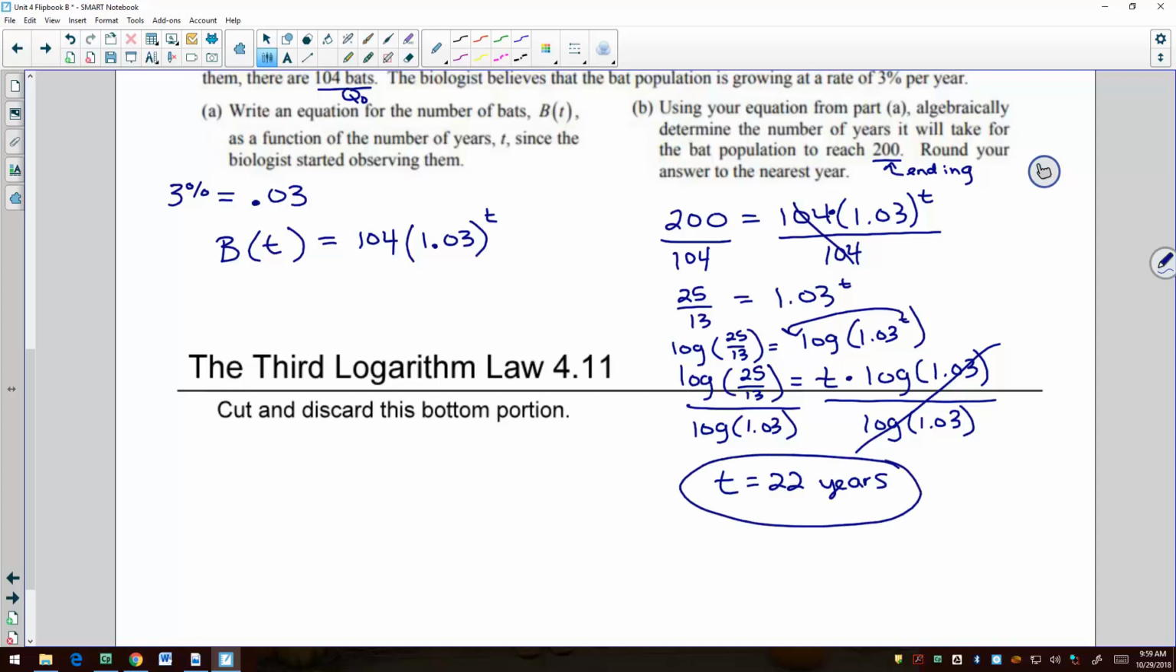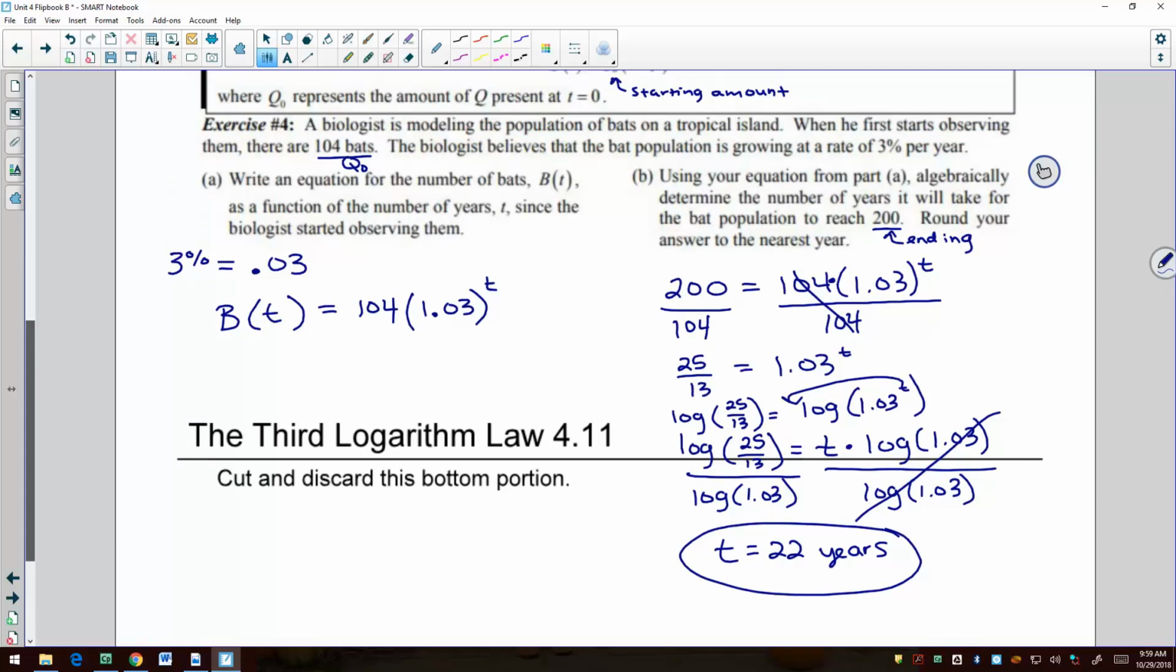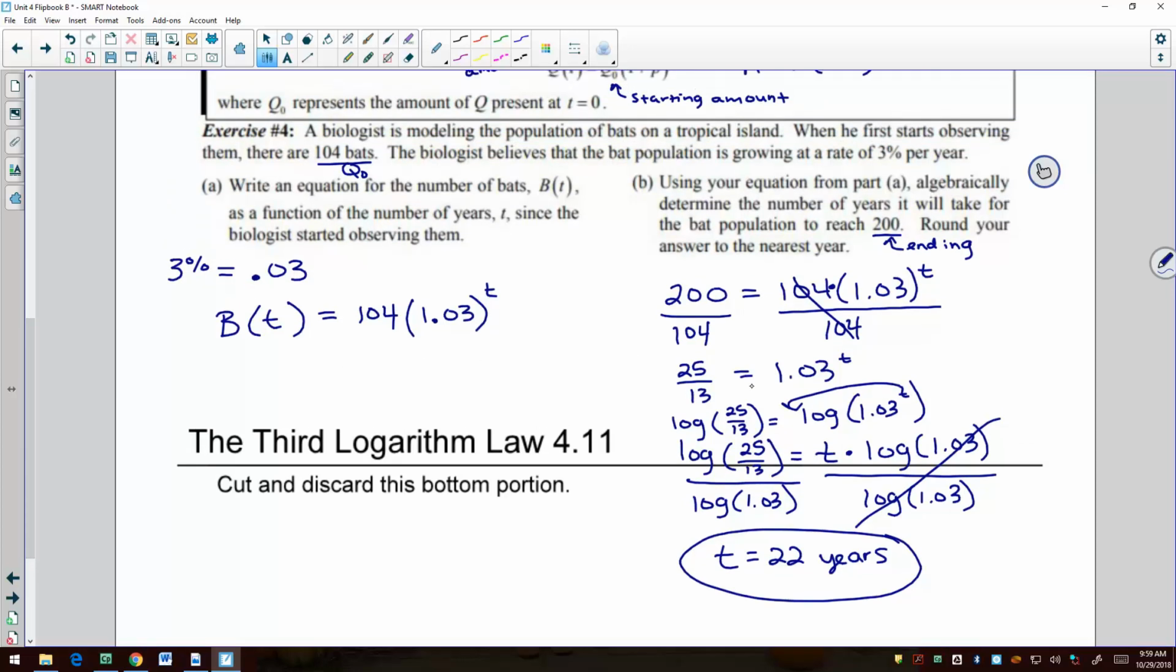And that is it for this lesson. So when your missing variable that you're trying to solve for is in the exponent spot, you're going to end up having to log both sides so that it'll drop down in front and then divide the log over to the other side. And that is it for lesson 4.11.